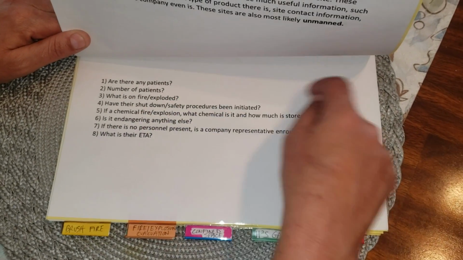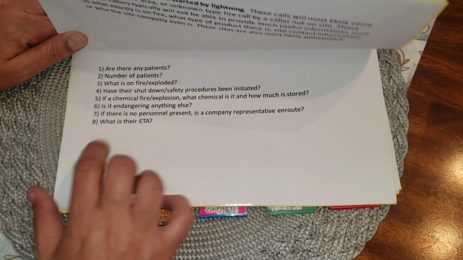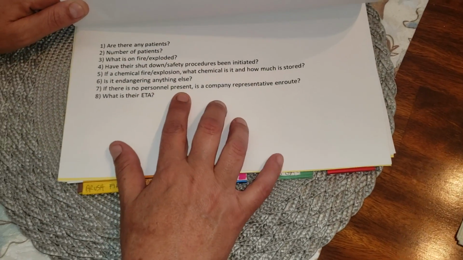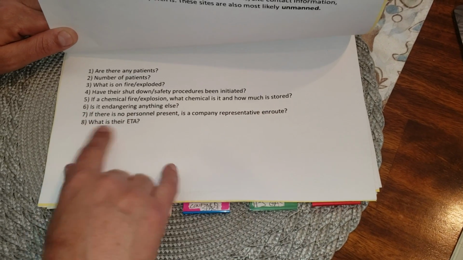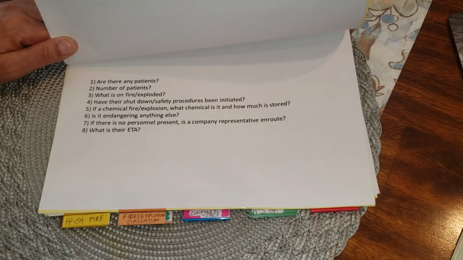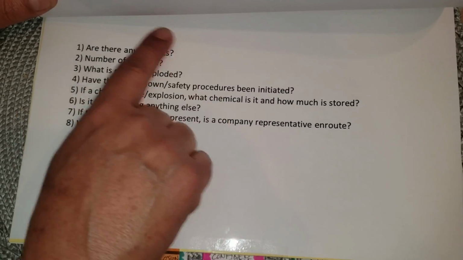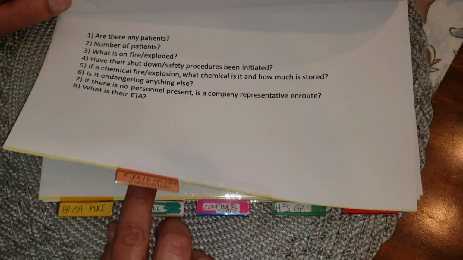If there's patients, are they conscious and breathing? If it's this, then this. If there's personnel present, is someone en route? What is their ETA? If not, you wouldn't ask that, of course. Is it endangering anything else? Things like that. So they're pertinent questions. We developed these more during that Perry meeting downtown.